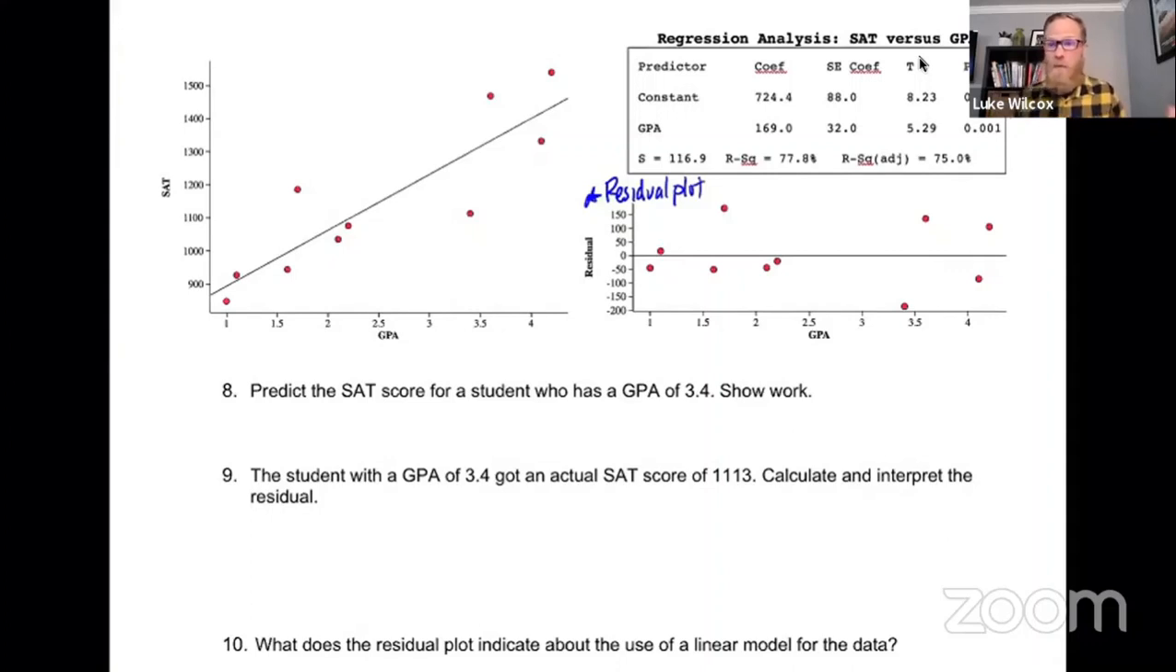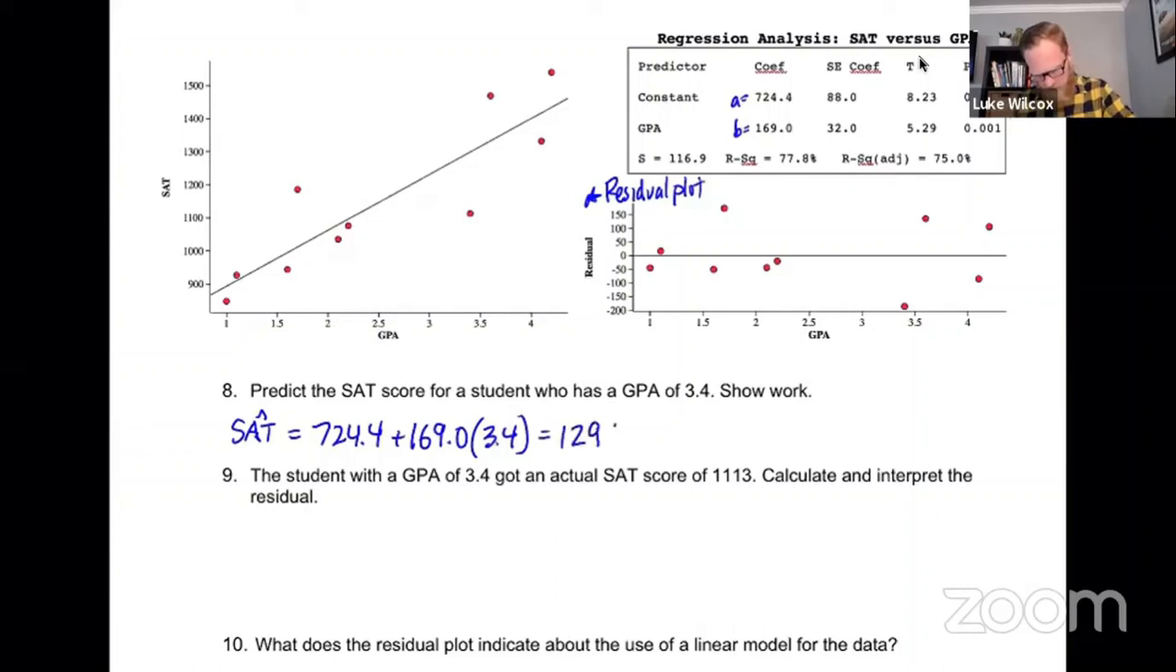Well, this is the whole point of finding a line of best fit, so we can make a prediction. So let's go ahead and see if we can predict the SAT score. And we have our equation here, right? We know our A value and we know our B value. So it is 724.4 plus 169.0 times the GPA, and this particular student has a GPA of 3.4. And that is telling us we have a predicted value of 1299.